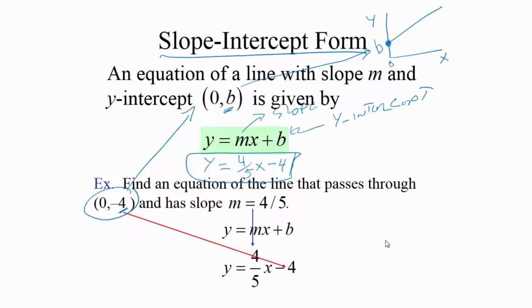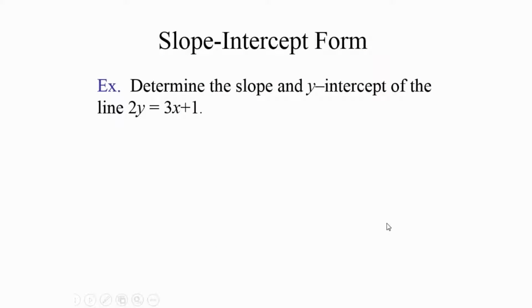So very easy. Just plug in numbers. Determine the slope and y-intercept of this line. Well, in order to find the slope and the y-intercept, you have to put it in this form: y equal mx plus b. It has to be in this format to clearly see the slope and the y-intercept.